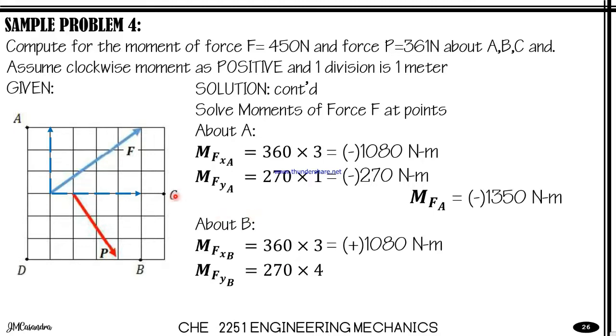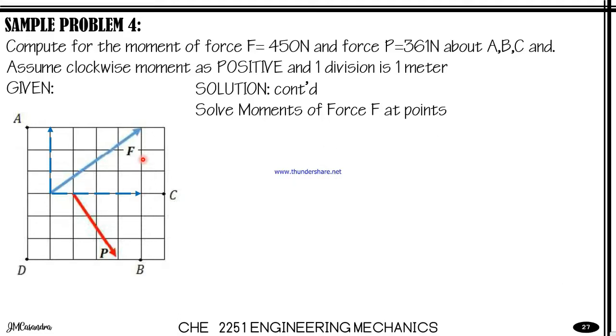And it is a positive value as it will produce a clockwise rotation. So it's also 1080. So adding up the moments of the x and y components, we will have the moment of force F at point B equal to positive 2160 Newton meters.